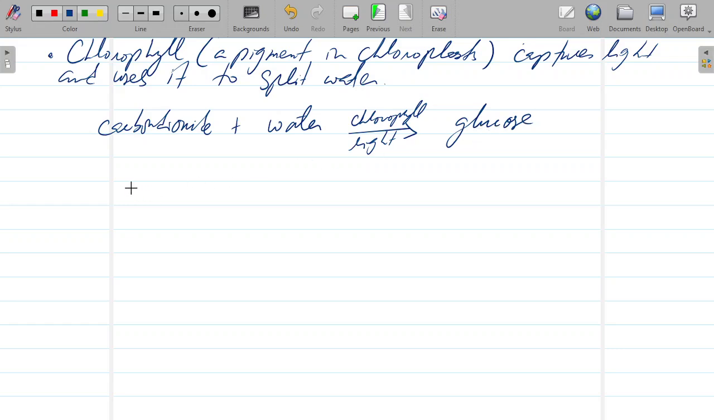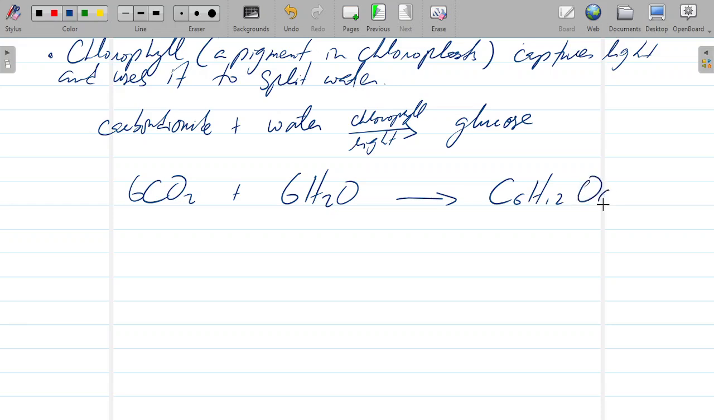And so chemically, this is what it looks like. You've got 6 molecules of carbon dioxide, plus 6 molecules of H2O, will give you a molecule of glucose that has the formula C6H12O6, right? And the ratio is important because it is 6 molecules of carbon dioxide and 6 molecules of water that will give you 1 molecule of glucose, and it will release oxygen as well, right? So just add that up there.